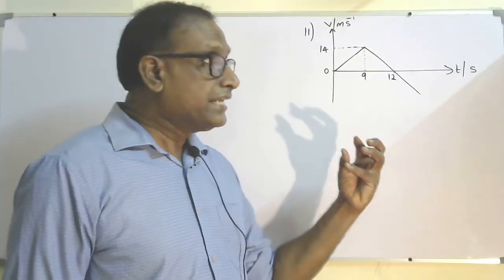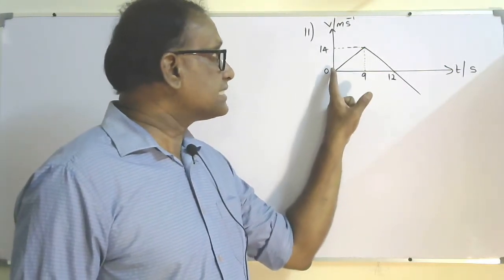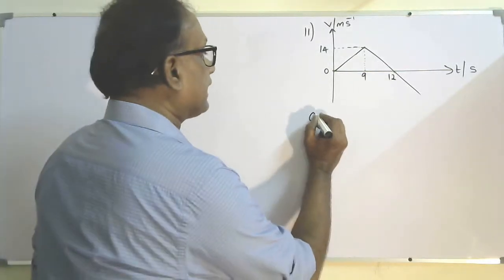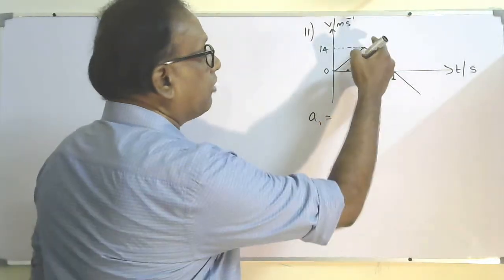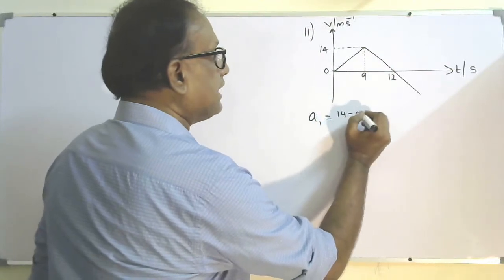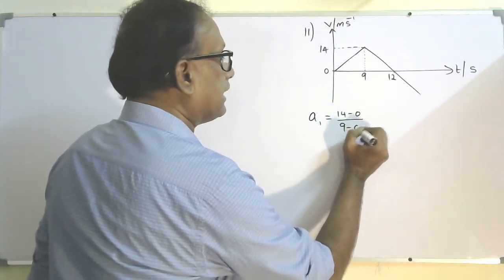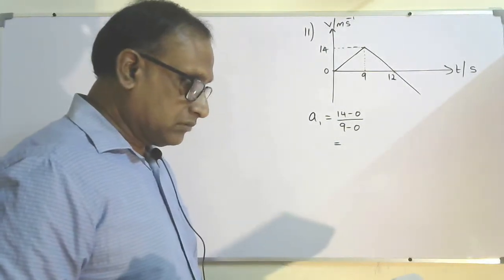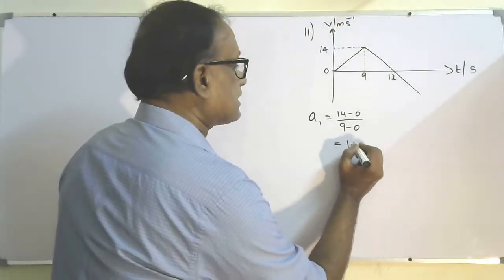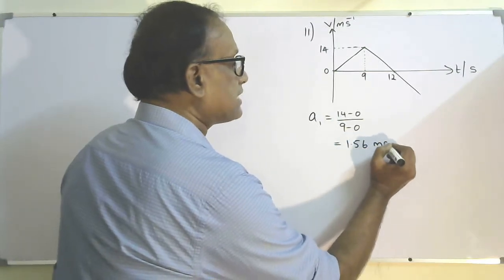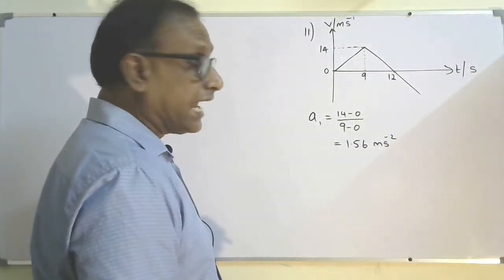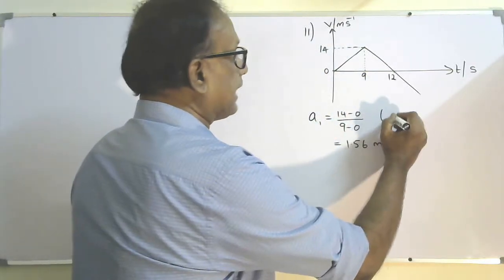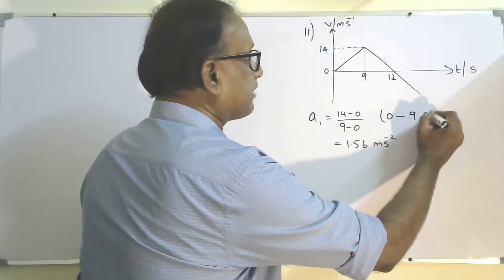So I can calculate the gradient of this line for 0 to 9 seconds. I can call that a1, which is equal to (14 minus 0) over (9 minus 0). That will be equal to 1.56 meters per second squared. That is for 0 to 9 seconds.